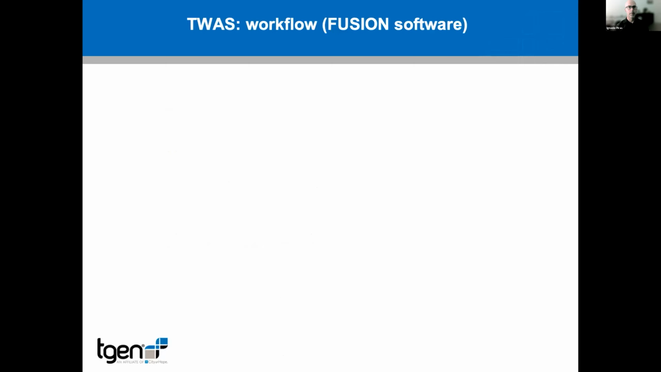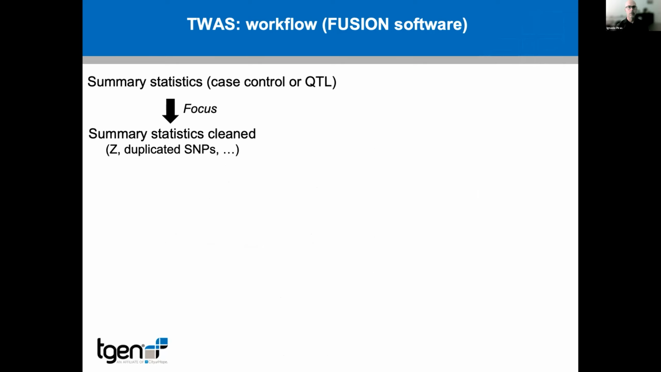This is a typical workflow. There are a couple of software packages. I like to use FUSION for this type of analysis. We just need the summary statistics, because it's easier to access them online than the raw data. We need to clean the summary statistics. So for example, compute the Z score, that's the effect size we use during the TWAS, remove duplicate SNPs, and remove strand inconsistencies.